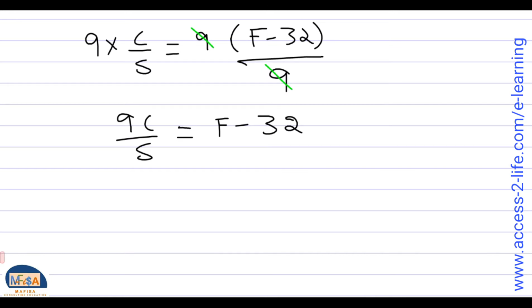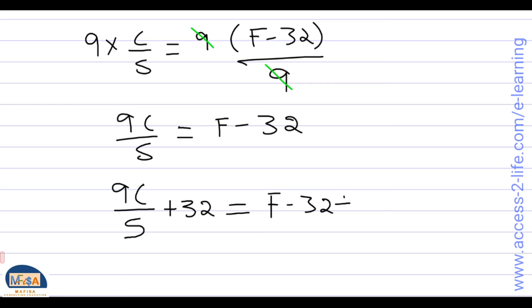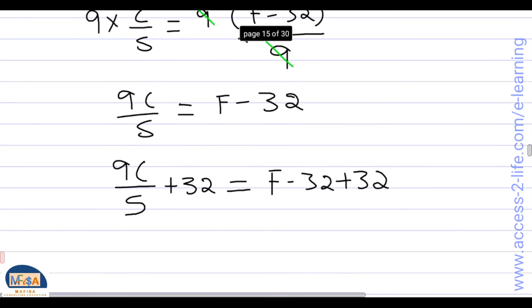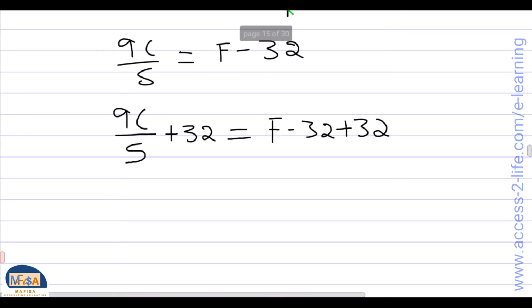In order to do that, we have to make it 0. So what we can do to make it 0 is to add 32 to both sides of the equation. So it's 9c over 5 plus 32. What we do on the left, we must do on the right, because it's something that was not there before. We just added it, so we must add it on both sides of the equals sign. So f minus 32 plus 32, and then the minus 32 plus 32 becomes 0, so we're left with f by itself. And on this side we've got 9c over 5 plus 32.